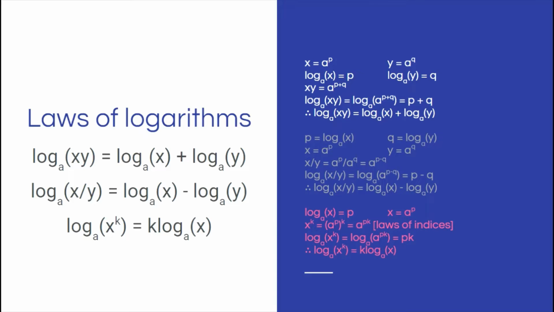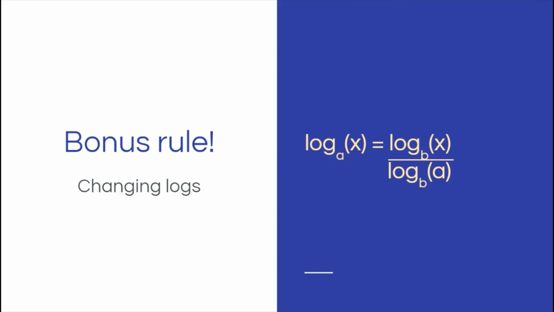Now, time for a bonus law of logarithms, which is changing logs. This is how logarithms used to be worked out on old calculators. But essentially, what we have is this on the left is our original expression that we will be given, which is that log to the base a of x is equal to log to the base b of x over log to the base b of a.